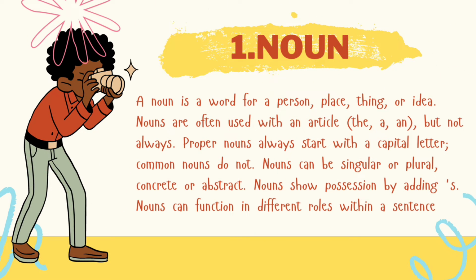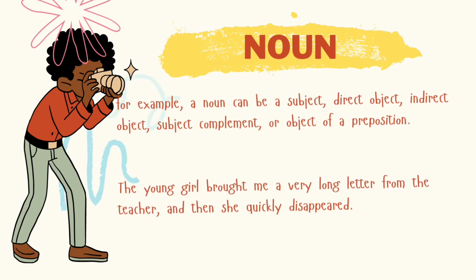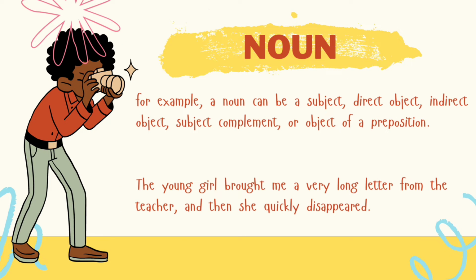A noun is a word for a person, place, thing or idea. Nouns are often used with an article, the or a, but not always. Proper nouns always start with a capital letter. Common nouns do not. Nouns can be singular or plural, concrete or abstract. Nouns can function in different roles. For example, a noun can be a subject, direct object, indirect object, subject complement or object of a preposition.